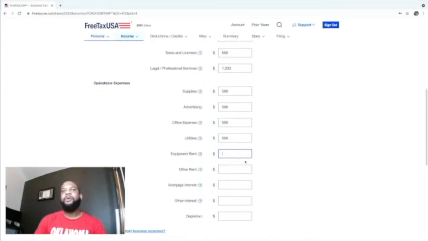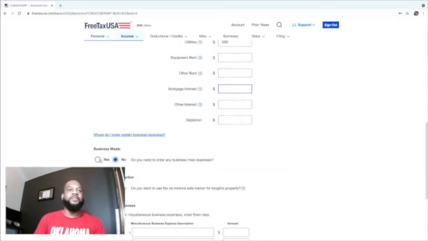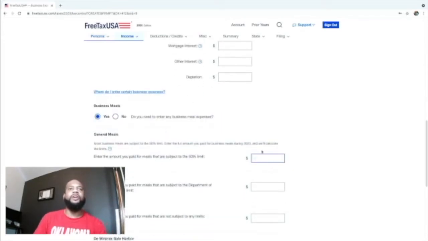All right, equipment rental. Did you rent any cameras? Did you rent anything to perform your business? So if you went out of town and you rented a car, there you go. Mortgage interest, if your business owns some property. All right, do you need to expense business meals? Yes, all your business meals, expense them. So enter the amount you pay for meals that are subject. So let's just enter in 500 because we're just gonna show you.